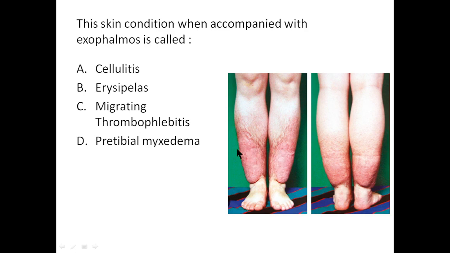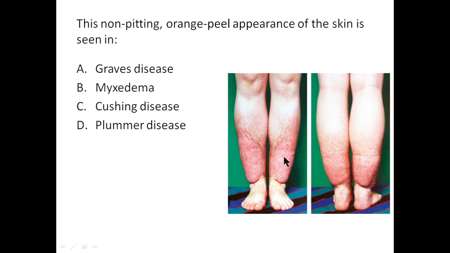Orange-like symmetrical thickening of the leg bilaterally. We diagnose this right away as pre-tibial myxedema. The question: this skin condition when accompanied with exophthalmos is called what? It is called pre-tibial myxedema. Go for D.